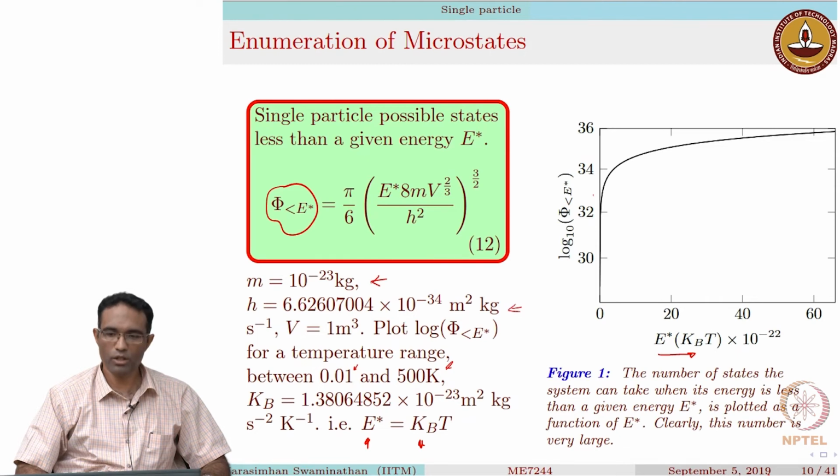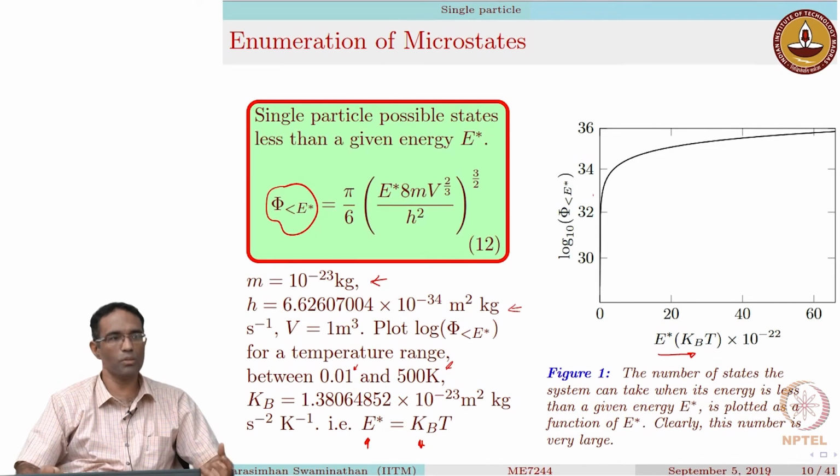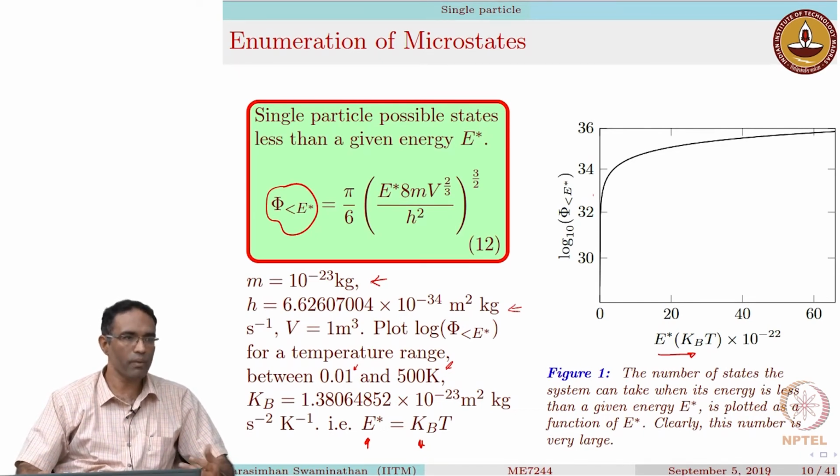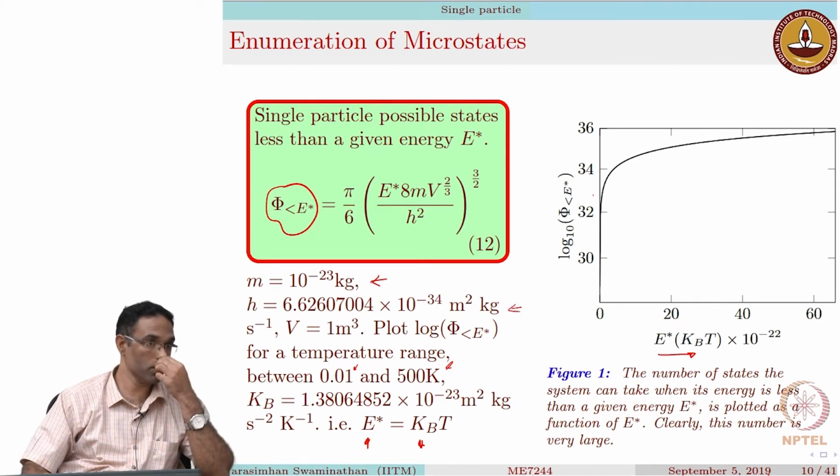The number of states is 10 to the power 34 and 35. To give you an idea as to whether the number is large or not, the total number of stars in this universe is how much? Do you know? Some estimate? 10 to the power 21 stars in this universe.